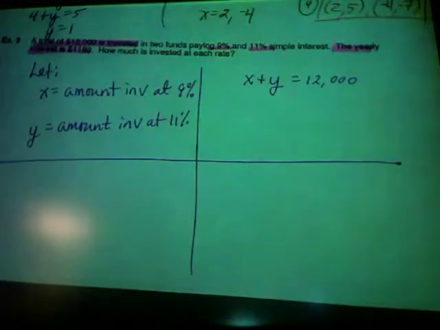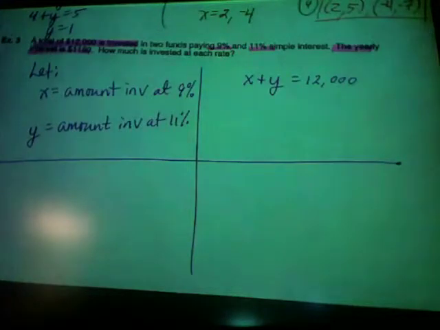Then we need to calculate interest. How do we calculate interest? Simple interest. Let's say that we have $100 invested at 10%. How much interest are you going to get? $10. How'd you get that? Because $10 is 10%. So wouldn't I do 100 times 10%? So wouldn't I take my amount invested times my interest rate?